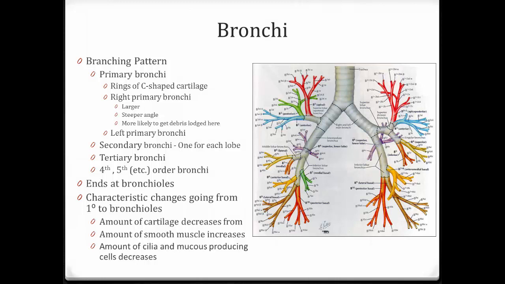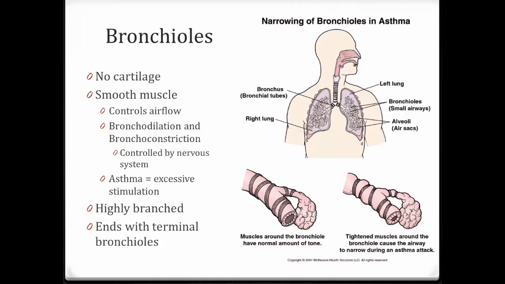Then there's also a decreasing amount of cilia and mucus producing cells as you move from the primary bronchi down to the tertiary bronchi, which means that by the time you get down to the tertiary bronchi or smaller, since there's not the cilia and the mucus producing cells, we're going to have to rely on macrophages basically to remove any debris from those levels.